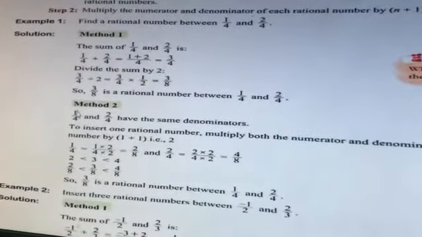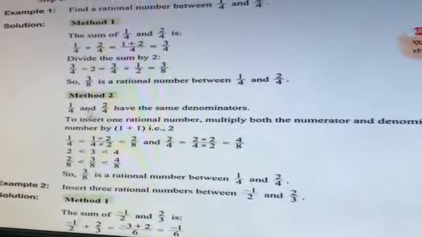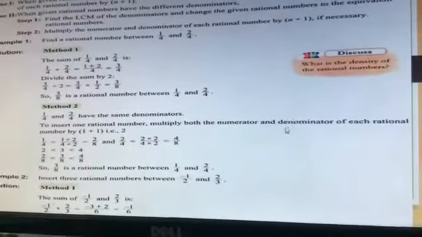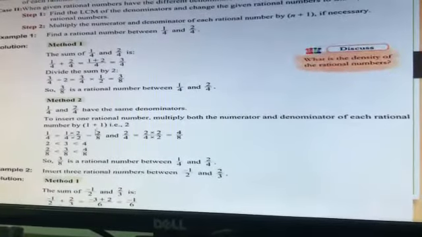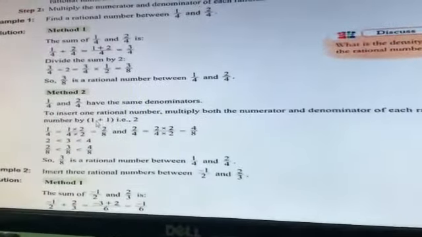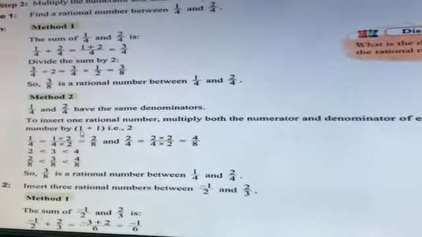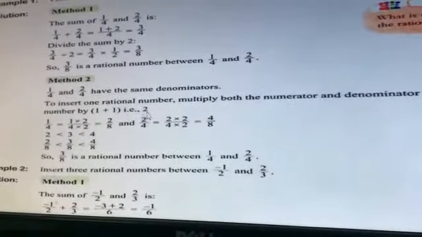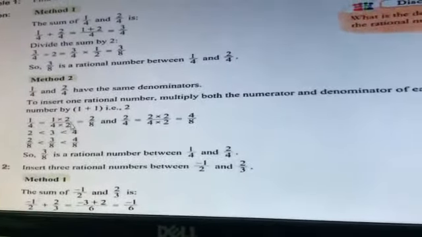Here in this case, 1 by 4 and 2 by 4 have the same denominator. To insert one rational number, multiply both the numerator and denominator of each rational number by n plus 1, because we are finding one rational number. N means how many rational numbers we want to find out. So n is 1, and 1 plus 1 is 2. So we have to multiply by 2 by 2.